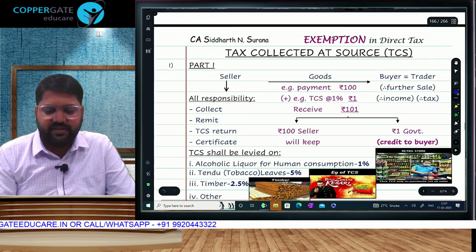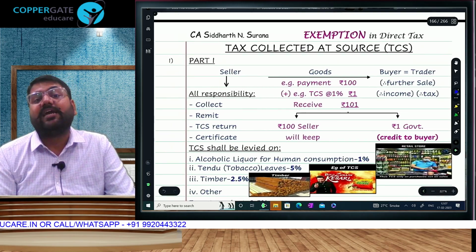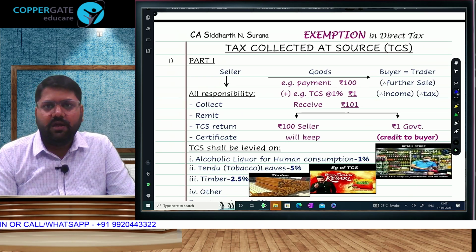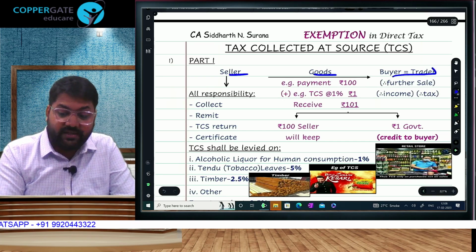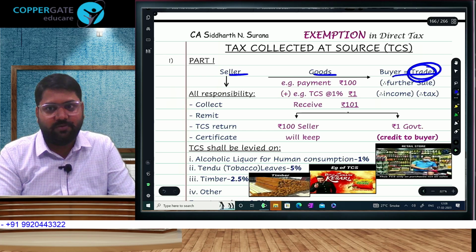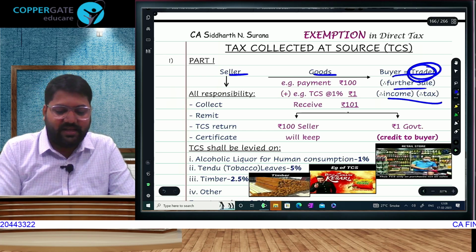That's the first part of the chapter, that is TDS. Moving to the second part, TCS, which has got 5 parts. Part 1, whenever any seller sells any goods to the buyer who is a trader, not a consumer but trader. So on further sale, there will be income and tax.